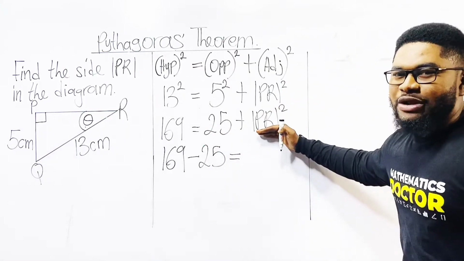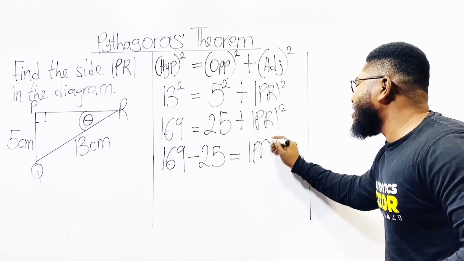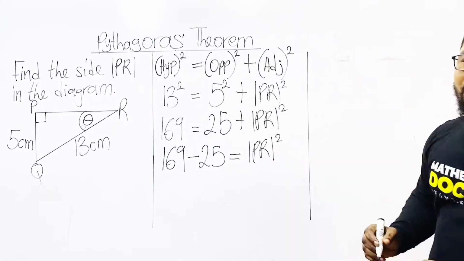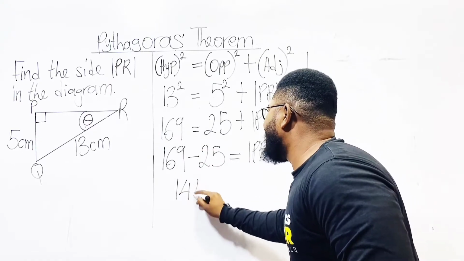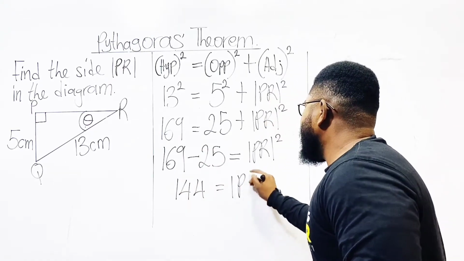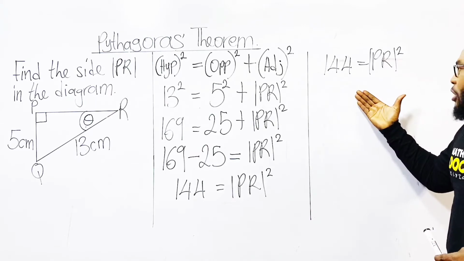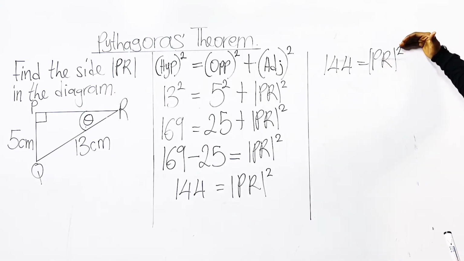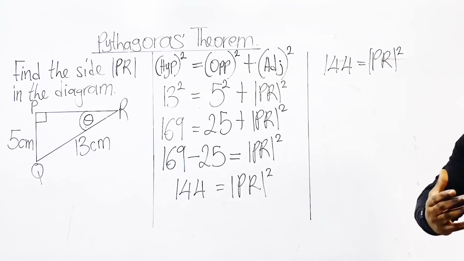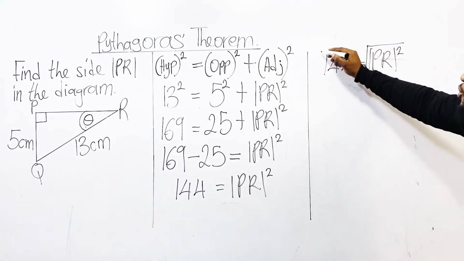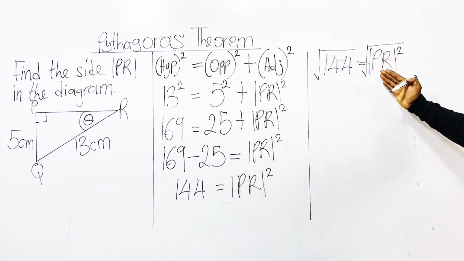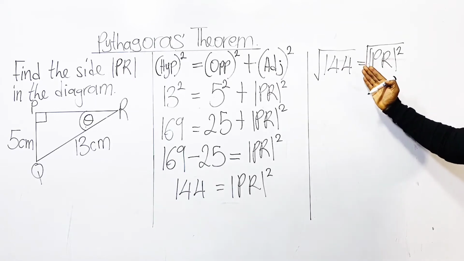Then the number remaining, which is the variable PR squared. That is what we are looking for. Now 169 minus 25 will give us 144. It's equal to PR squared. Since we are making PR the subject, we'll have to eliminate the square. And in the presence of an equal sign, the square can be eliminated with the help of the square root sign. So square root this side. Because there is an equal sign, you have to also square root the other side. Whatever you do at this side, do the same thing to this side of an equal sign.